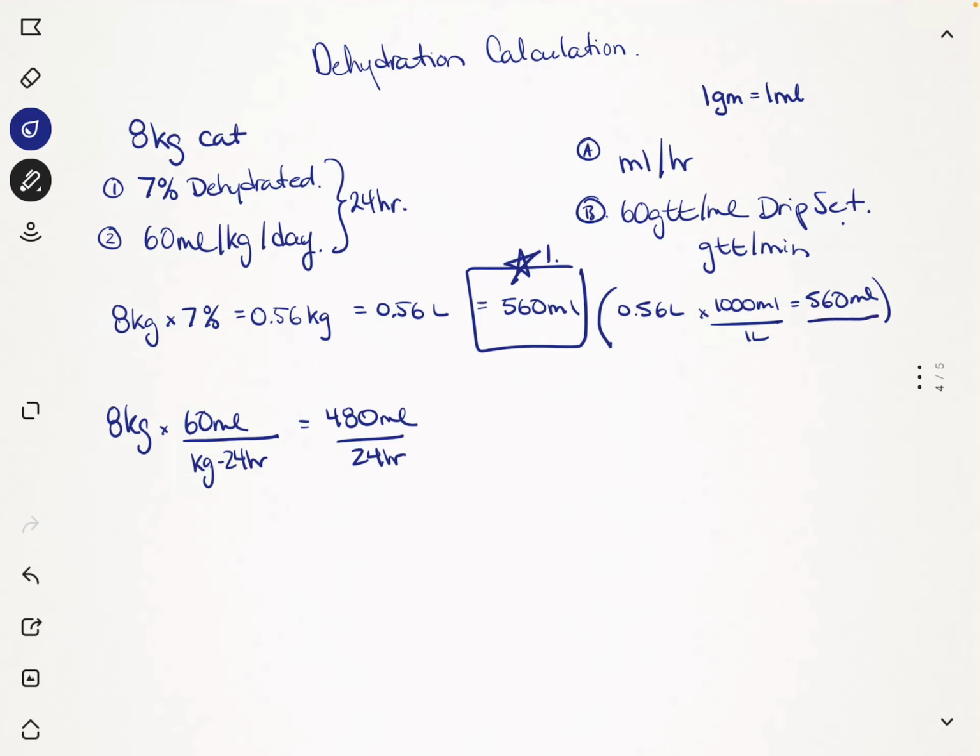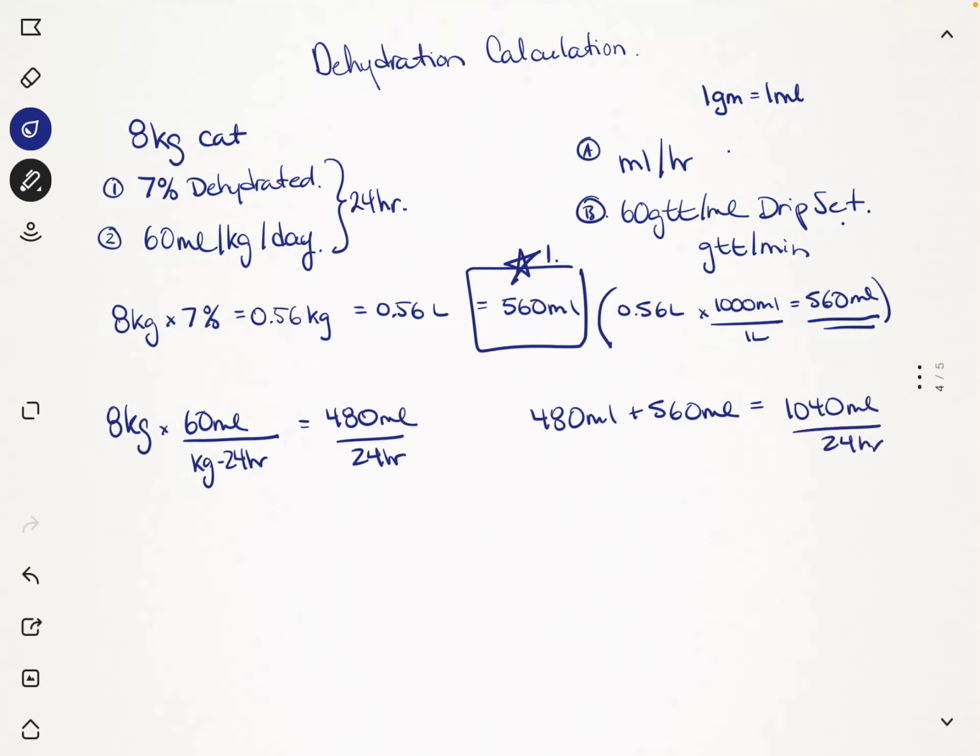We've got 560 mils for our dehydration, and we've got 480 mils. And remember I said we needed to combine these to do them over a 24-hour period. So we might as well go and do that right now. So 480 mils plus the 560 gives us a total volume of 1,040 mils over 24 hours.